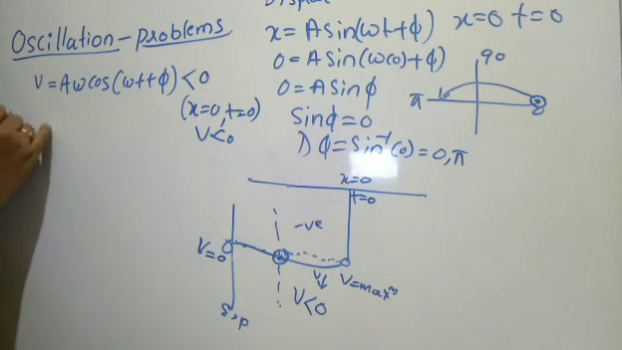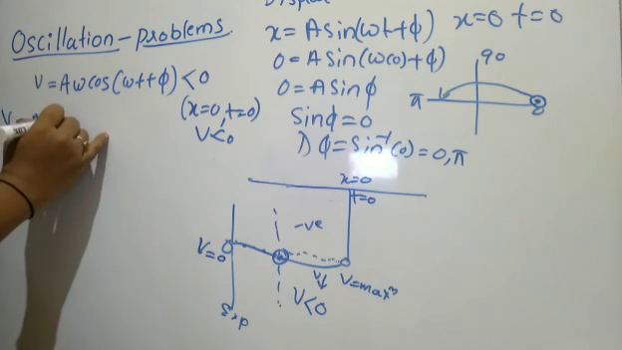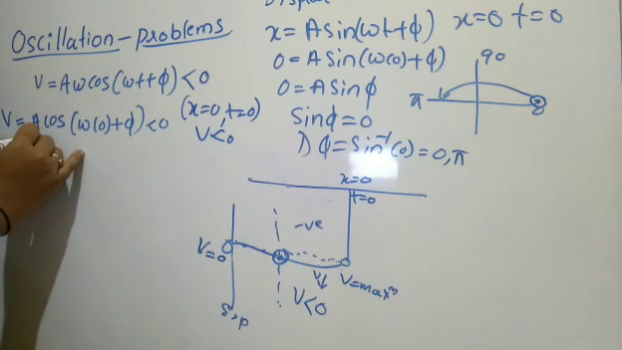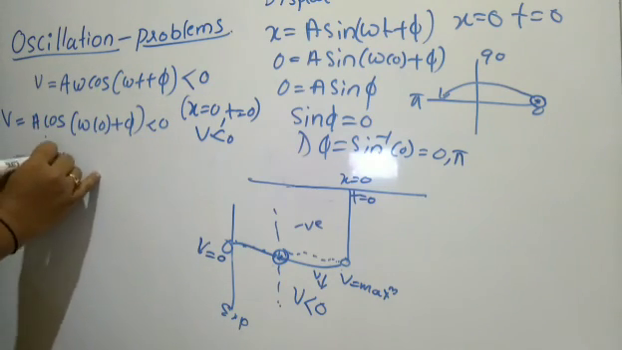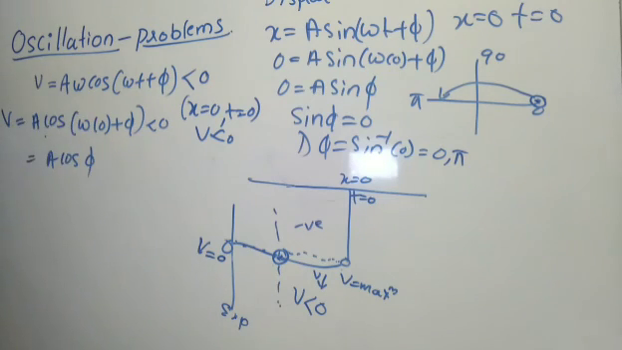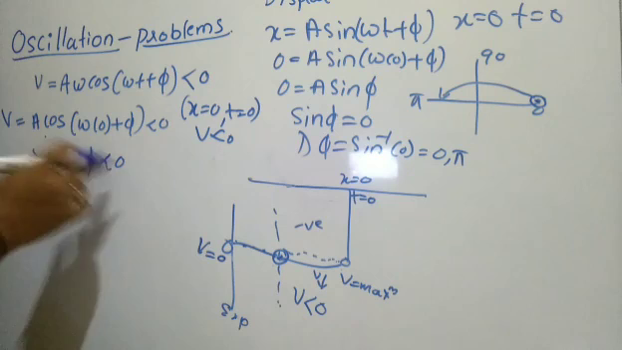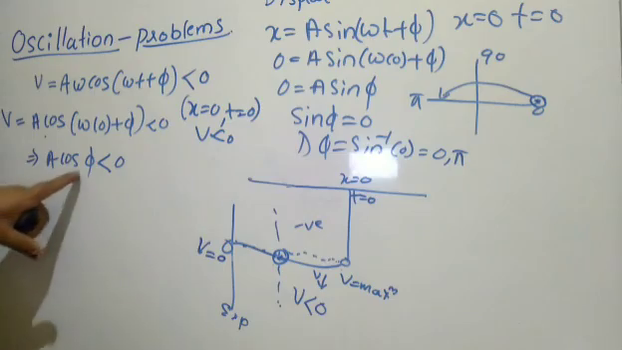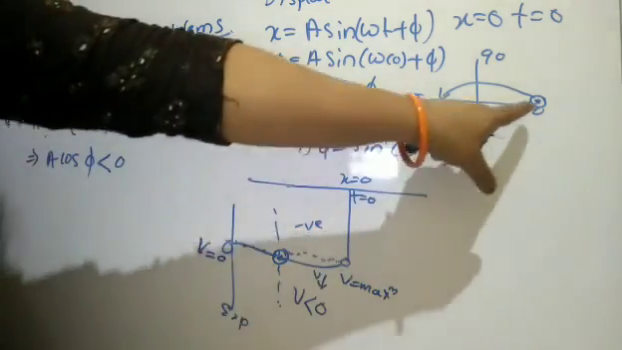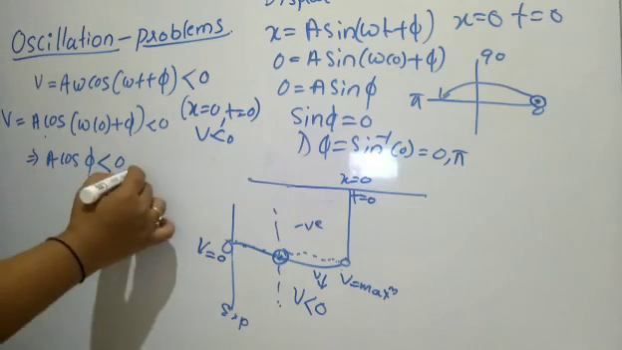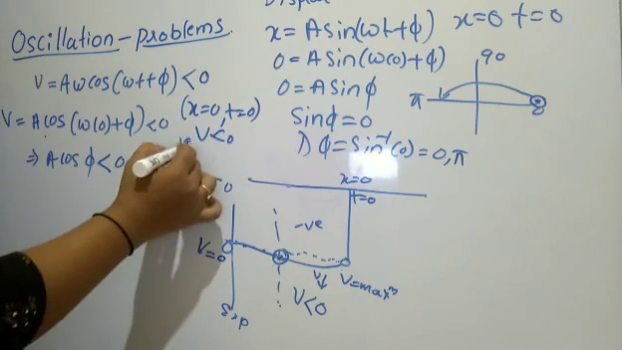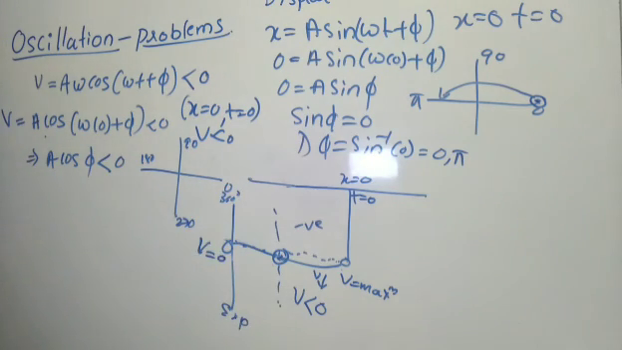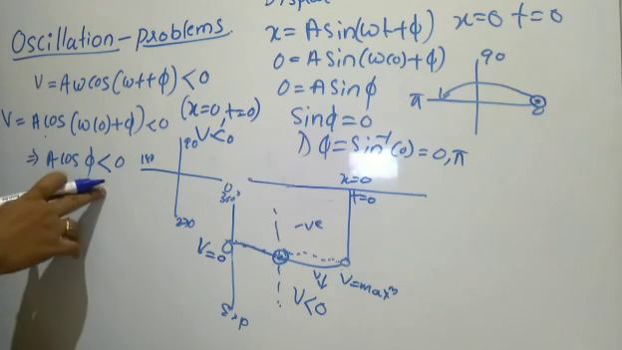Then v is equal to a omega cos phi, which is less than 0. So concentrate only on this part: a cos phi remains, and this is less than 0 only. So when will cos phi be less than 0? Let us cross-check with 0, 90, 180, 270 and 360. When will cos be less than 0?